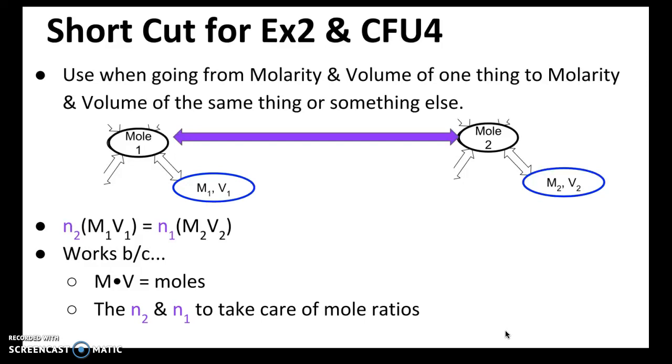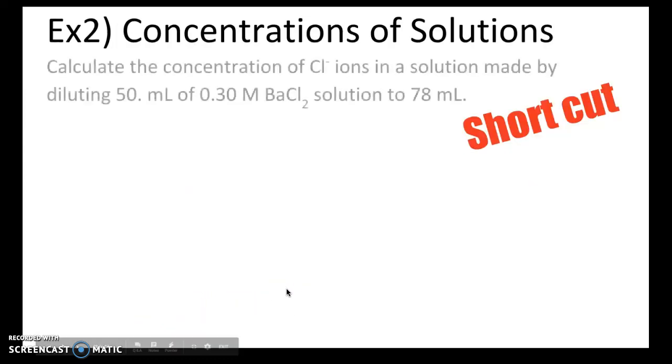All right, so now with that being said, I'm going to show you a shortcut that will be helpful for a problem like example 2 or CFU4, where you're going from the molarity and volume of one thing to the molarity and volume of something else. This is called the M1V1 equals M2V2 shortcut. So again, you can use this when you're going from molarity and volume of one thing, or the same thing, to molarity and volume of something else or the same thing. It works because molarity times volume is equal to moles, and then the N2 and N1 just take care of the mole ratio. So let's take a look at an example where we're using it.